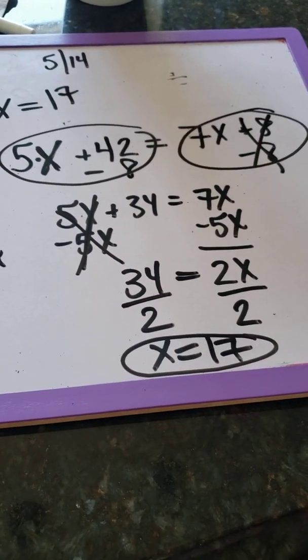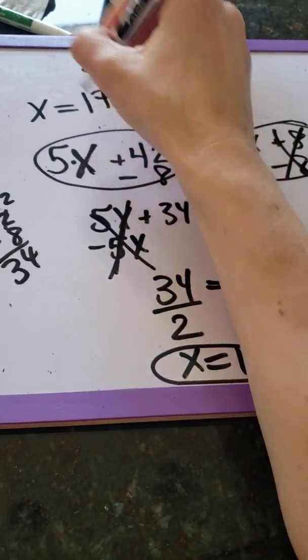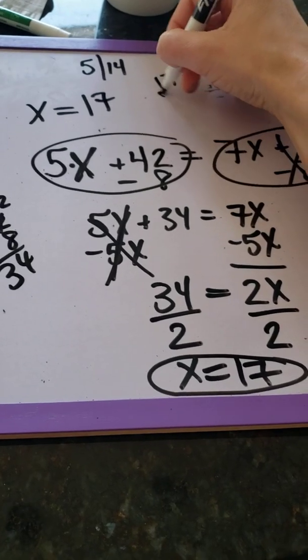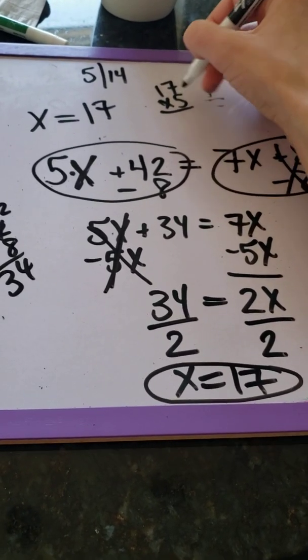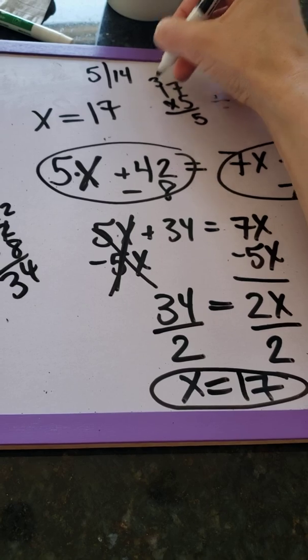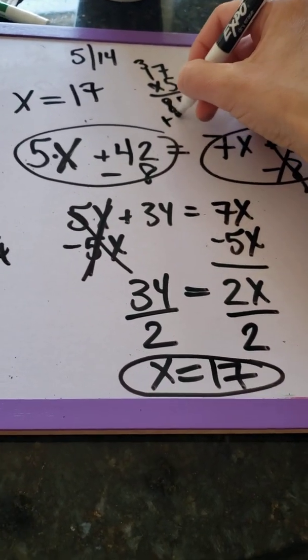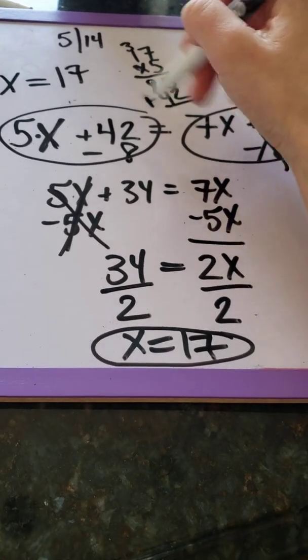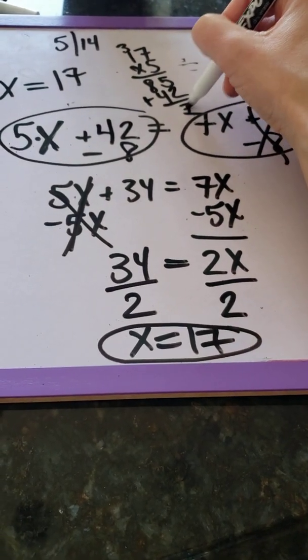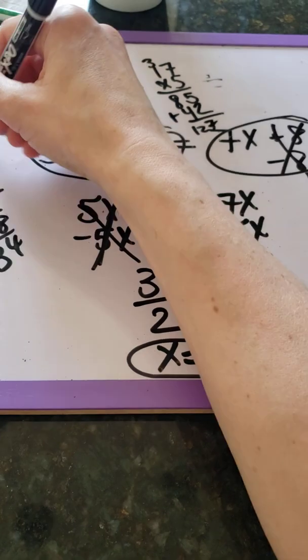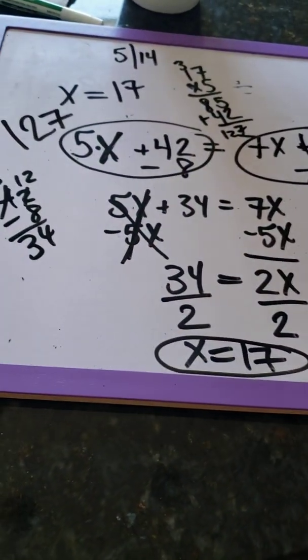But if I want to go back and check my work, I should have equal amounts on either side of the equal sign. So 17 times 5, I'm going to do that. 5 times 7 is 35. Carry my 3. 5 times 1 is 5. 5 plus 3 is 8. 85 plus 42 books on this side of the equal sign. 5 plus 2 is 7. 8 plus 4 is 12, means on this side it's 127 books.